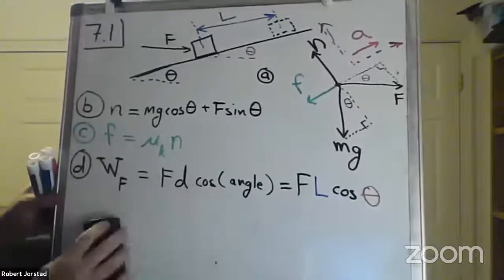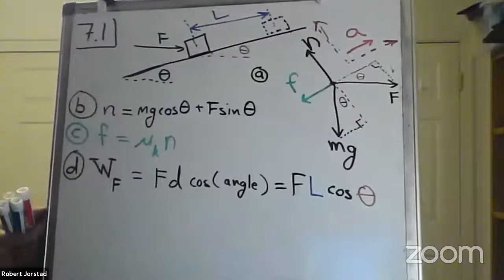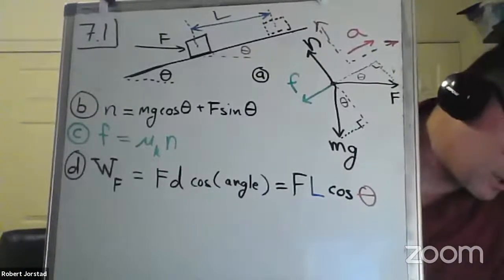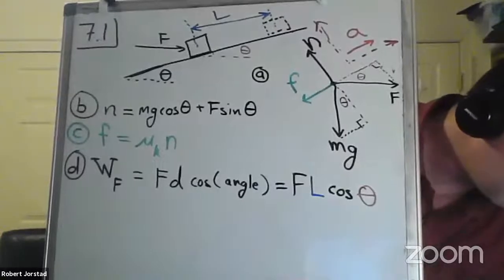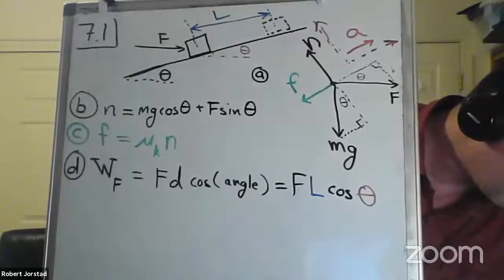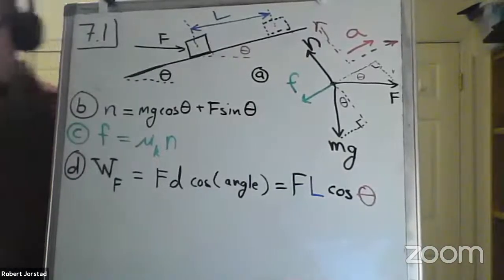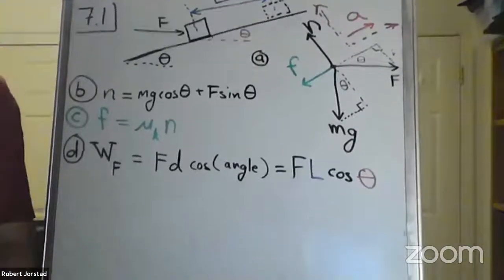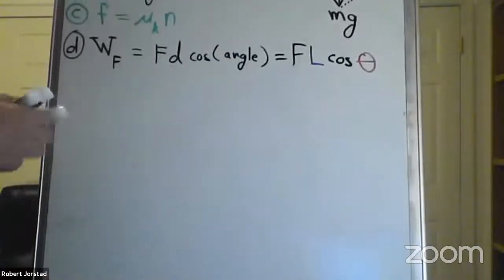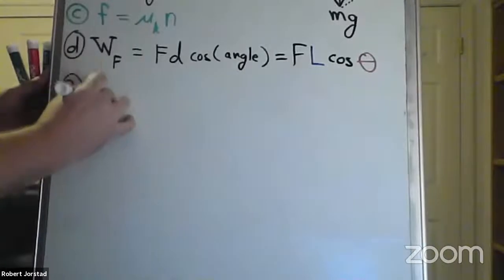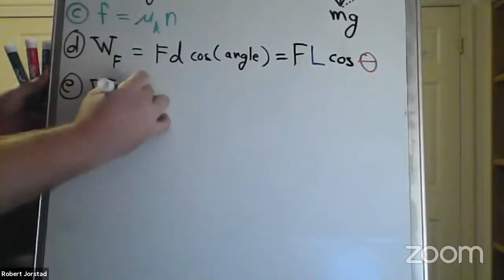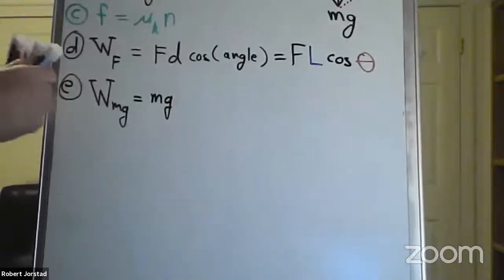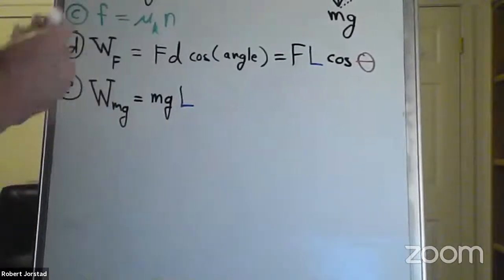Next. I believe the next one was get the work done by gravity. Is that right? I want to check. Sorry, I just got to read the question again. Okay, get the work done by gravity. All right, this one is a little bit trickier. So I'm going to lower this down here. Work done by mg. Well, the force is mg. The distance is still L. And then I still need to figure out the angle, right?